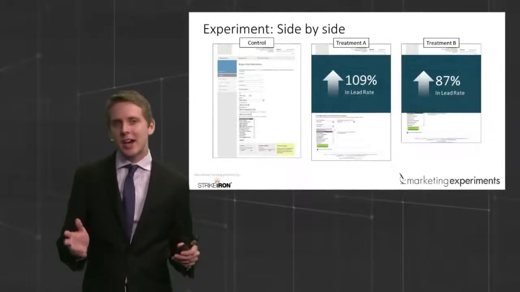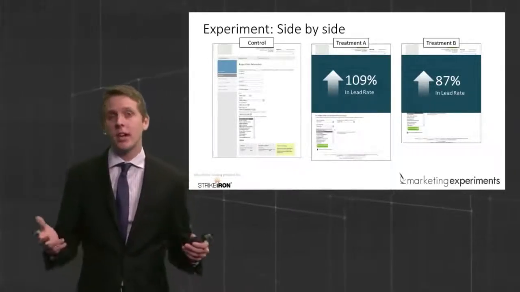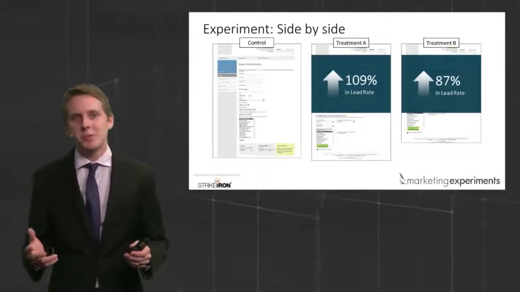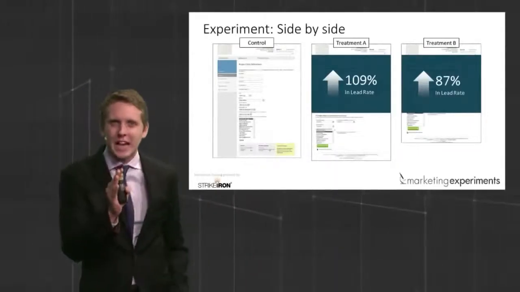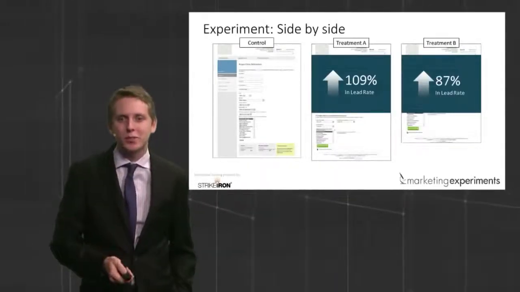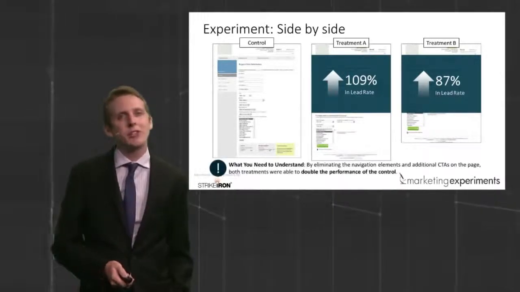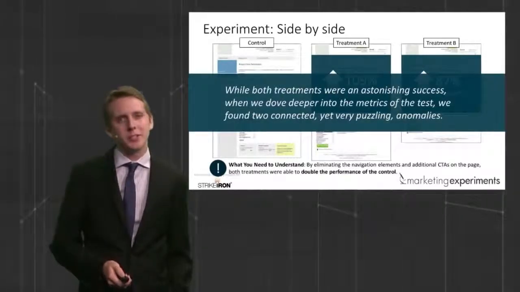Now, we might stop here as marketers and say, oh, that's great, we got a win. We created a form field that got 109% more leads. But if you stop there, you would leave on the table probably the most important thing you can gain from this test, which is learning about your customer. So we're going to drill down deeper, because when we dug deeper into the results, there were some interesting anomalies that we discovered.